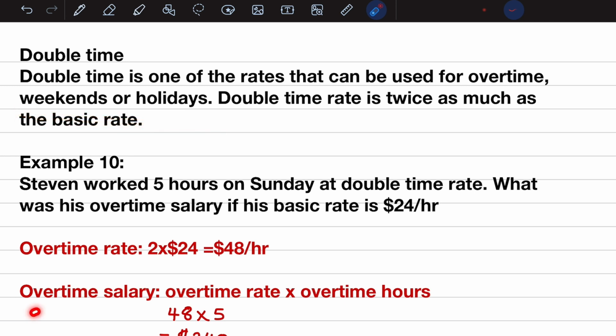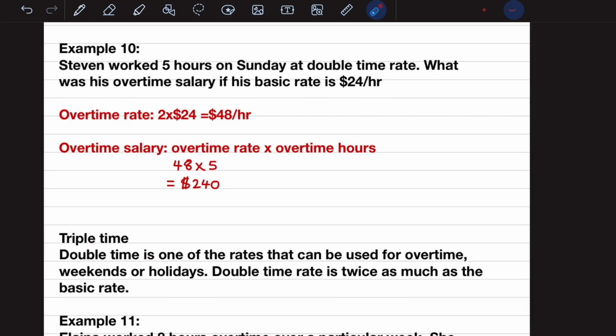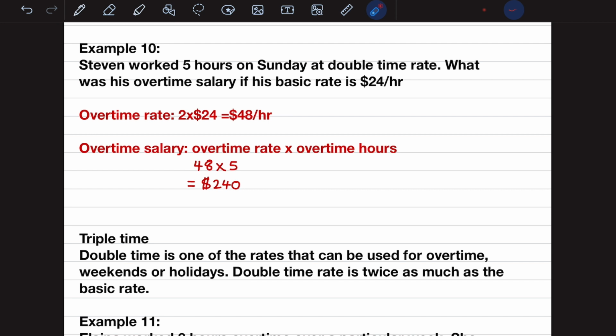Okay, so back to Stephen's overtime salary. Your overtime salary will be overtime rate multiplied by overtime hours. So that's $48 per hour multiplied by 5 hours, which gives us $240. Right, and so we can guess how we would work out triple time. I want you all to take down example 10, but I also want you all to try the triple time question.